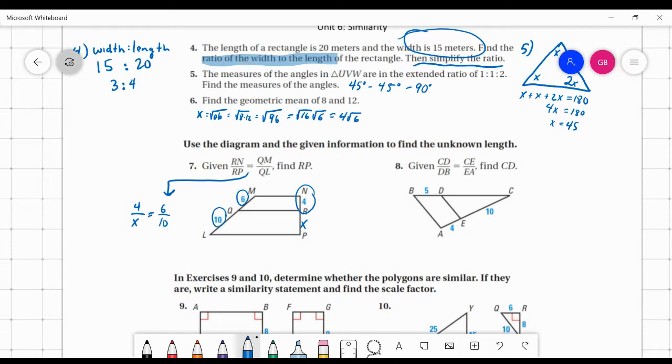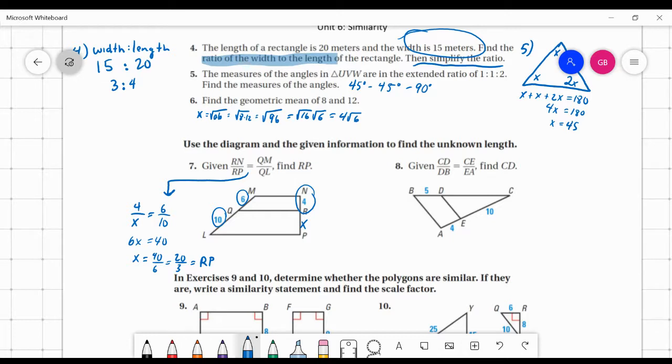So now that we have this equation, we cross multiply and solve for x. So 6x is equal to 40. We cross multiplied. And then divide both sides by 6 to get 40 over 6, which simplifies to 20 over 3. Okay. And that is RP. Okay.